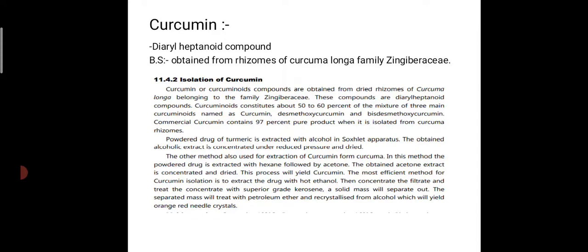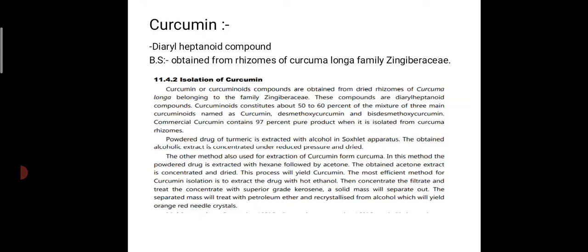For some time, this curcumin. After extraction, this alcoholic extract is concentrated under reduced pressure to remove the alcohol from that extract, and dried. Okay, this way we get curcumin. Firstly, what they did: the powdered drug of turmeric was extracted with alcohol. Then the alcoholic extract obtained was concentrated under reduced pressure. Then this concentrated product is dried, and we get the curcumin.